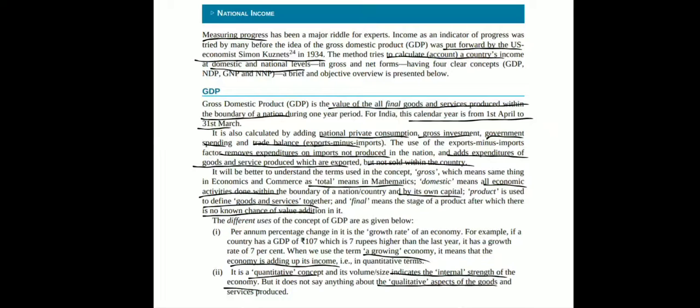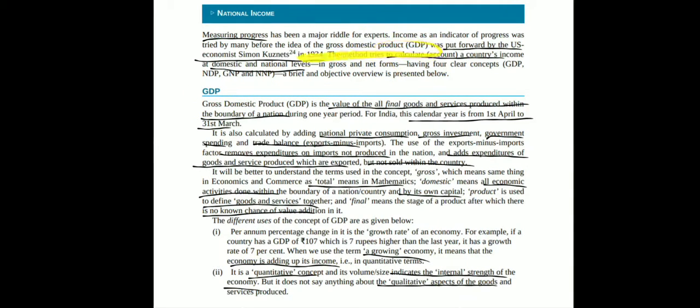See, national income is required to measure the progress of a country. And how do we measure it? We have different ways to measure it. All of this is mentioned in this book itself. We look at the brief and objective overview of all these topics. Let's first know about GDP.